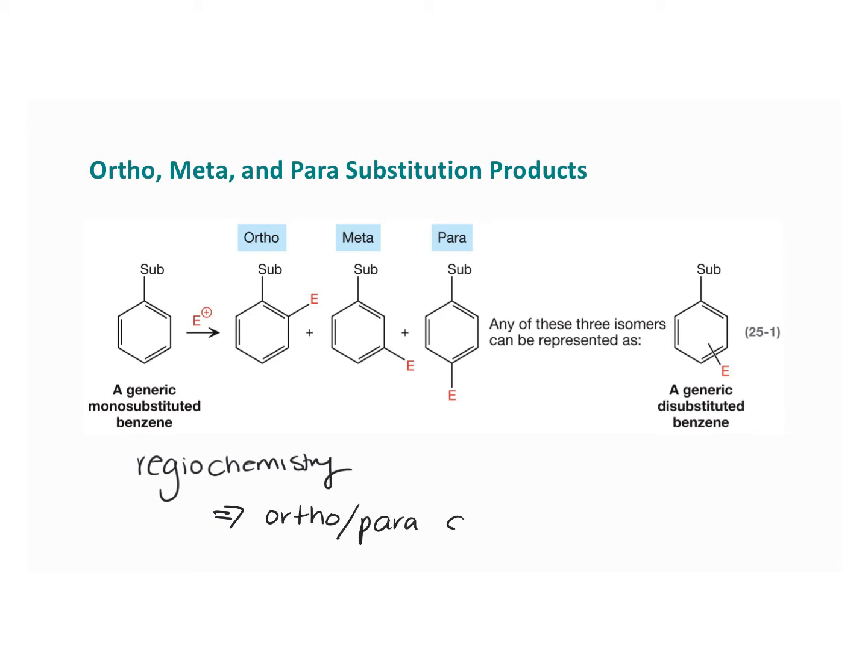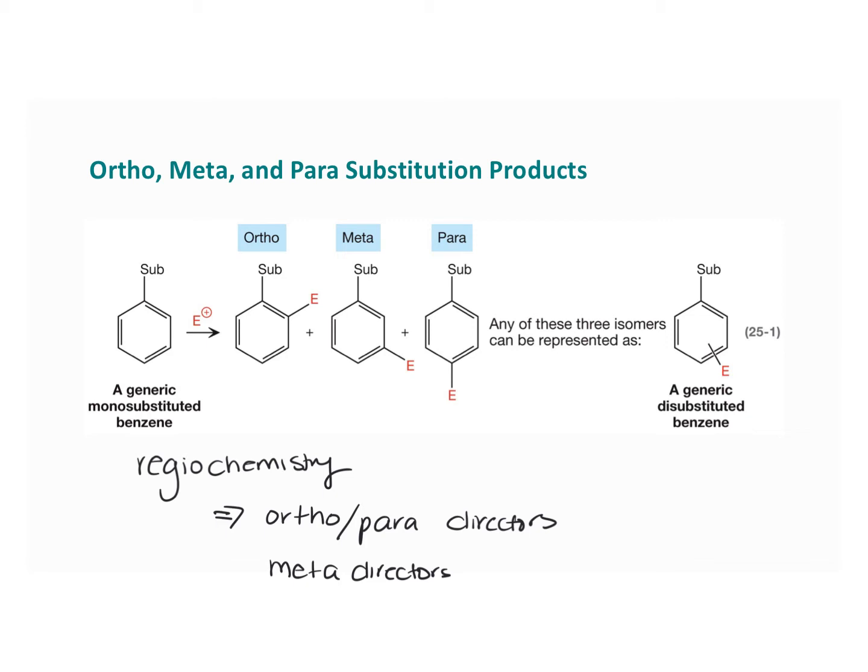And so some substituents are going to be designated as ortho, para directors, right? Because they're going to lead to product mixtures consisting of primarily ortho and para disubstituted products. And then other substituents are going to be designated as meta directors because they favor formation of meta substituted products. Now, notice that any of these 3 representations can be represented like this with a line coming out the middle. And so that's just a generic disubstituted benzene. That shows up in some papers, so I like that it's pointed out here.